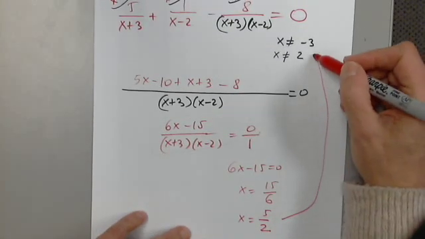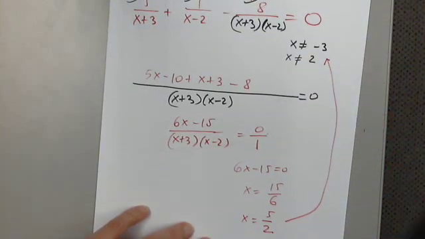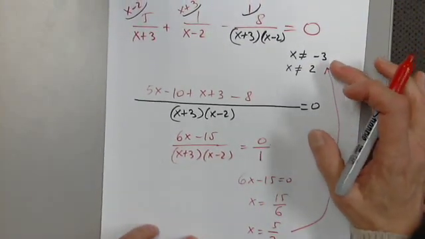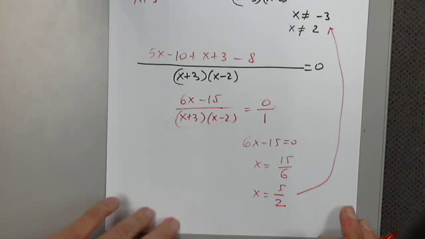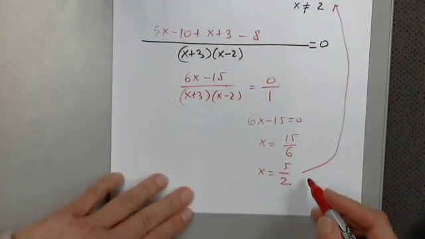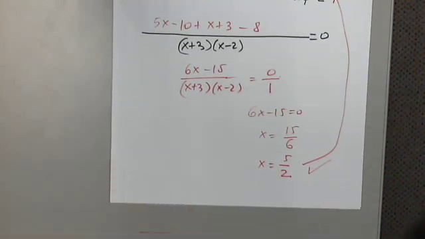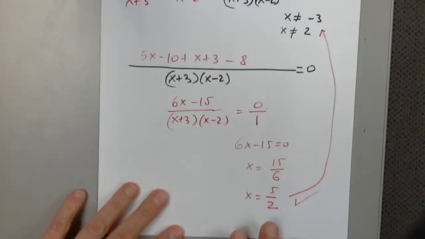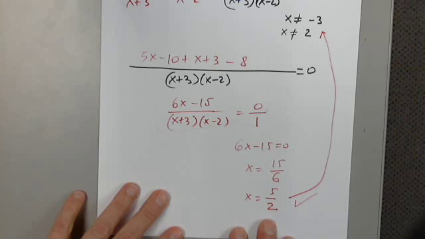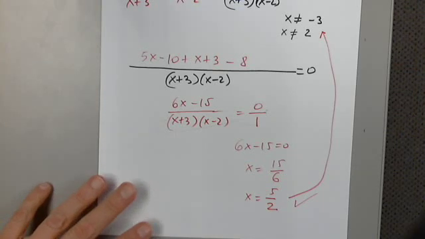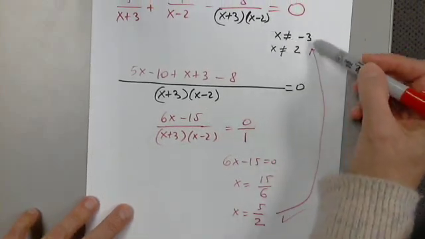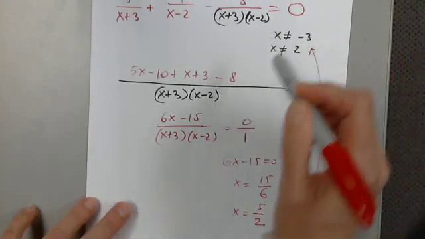My first thought is here. If 5 halves is on this list, then I will say no solutions. If it's not on that list, then I will say, assuming I didn't make an error, it's not part of the solution to check. It's not. But if you want to check, you should go back and check. But definitely have to at least check against the restrictions.